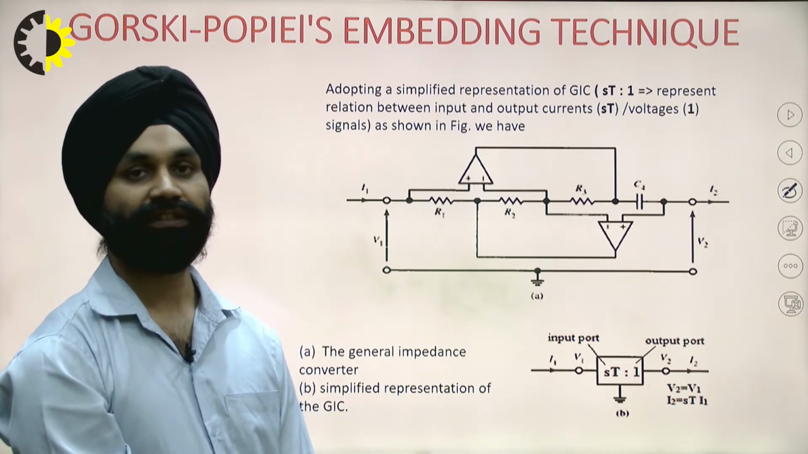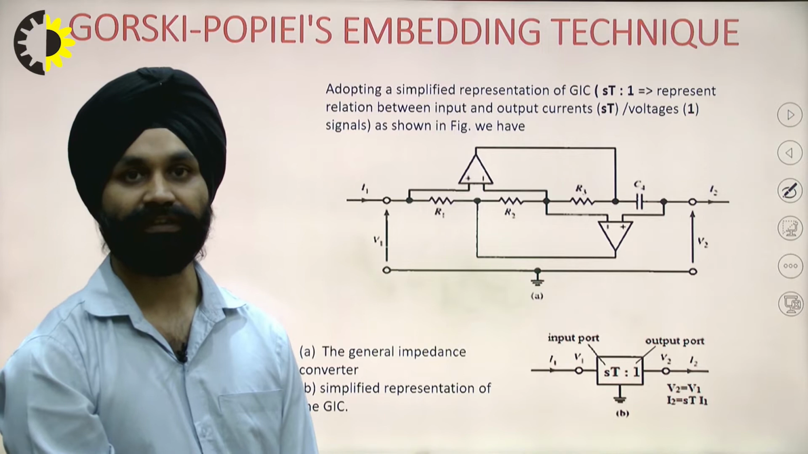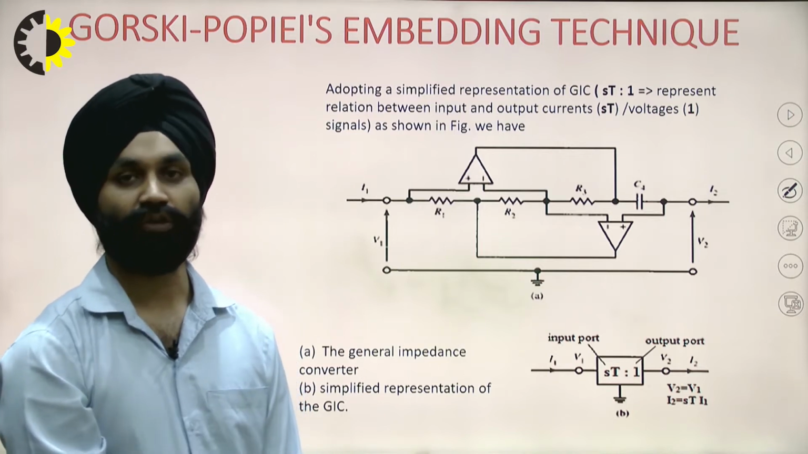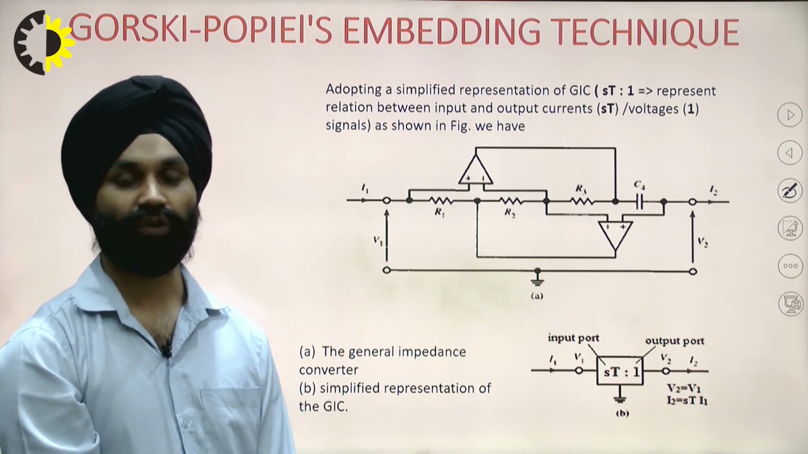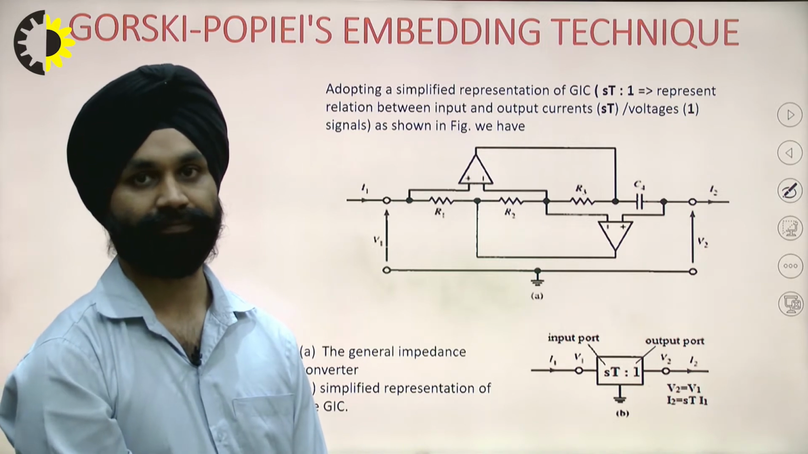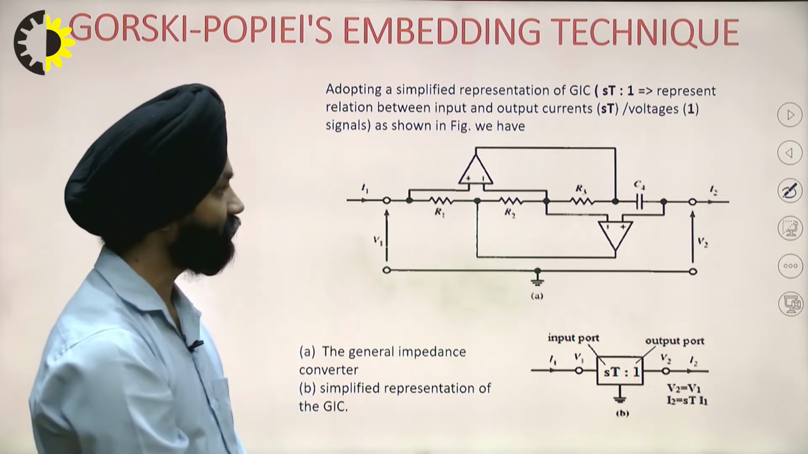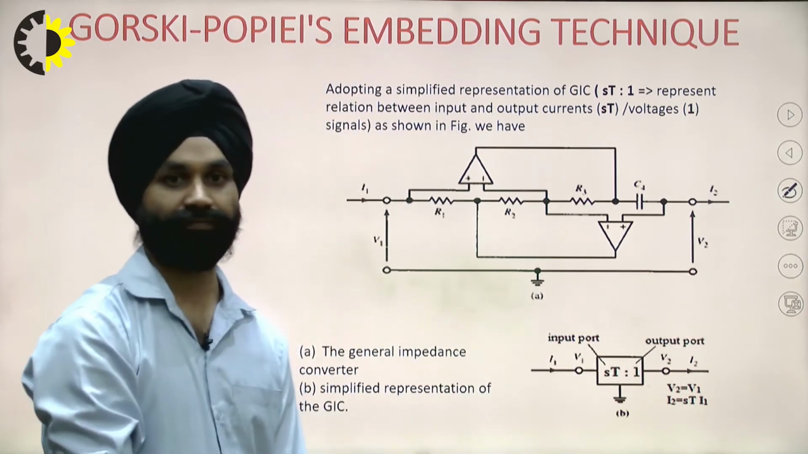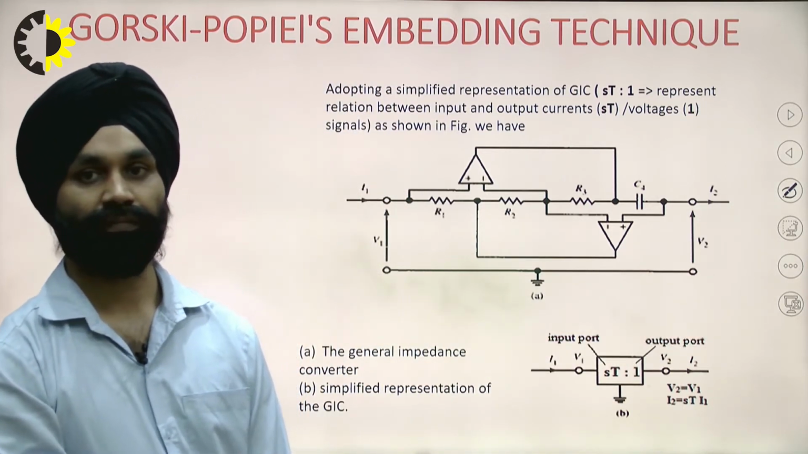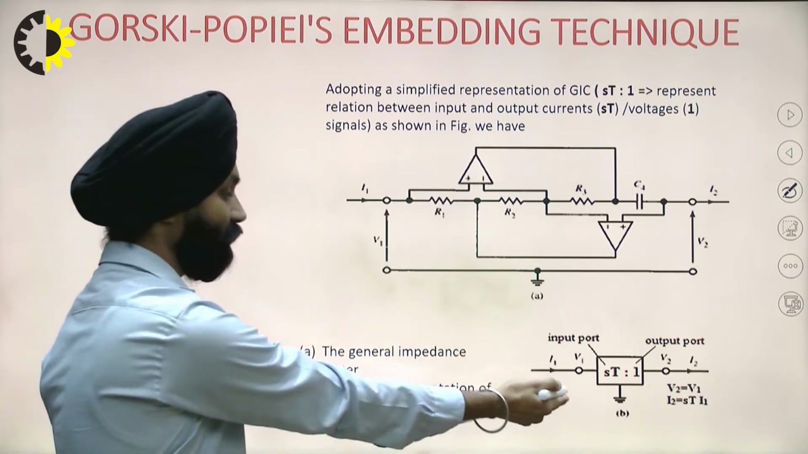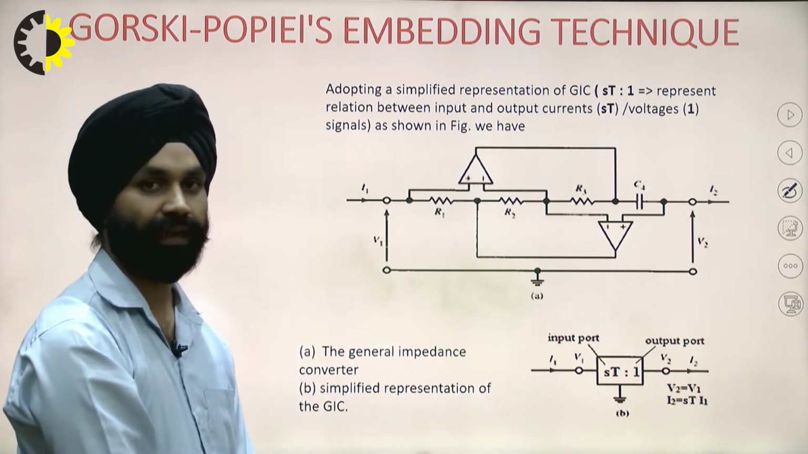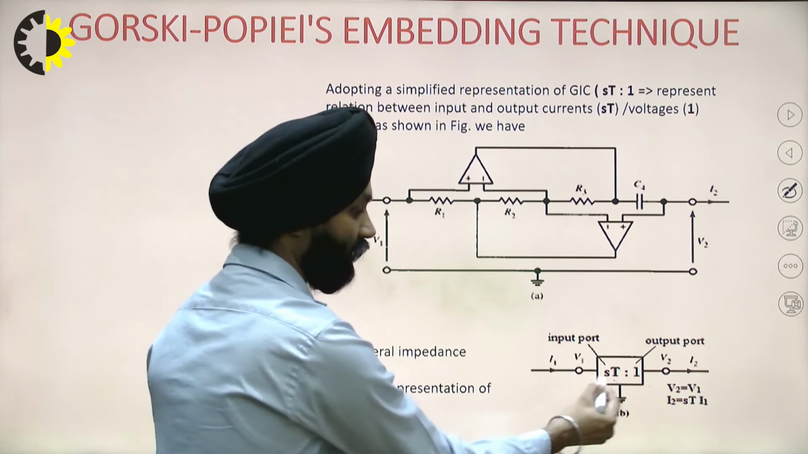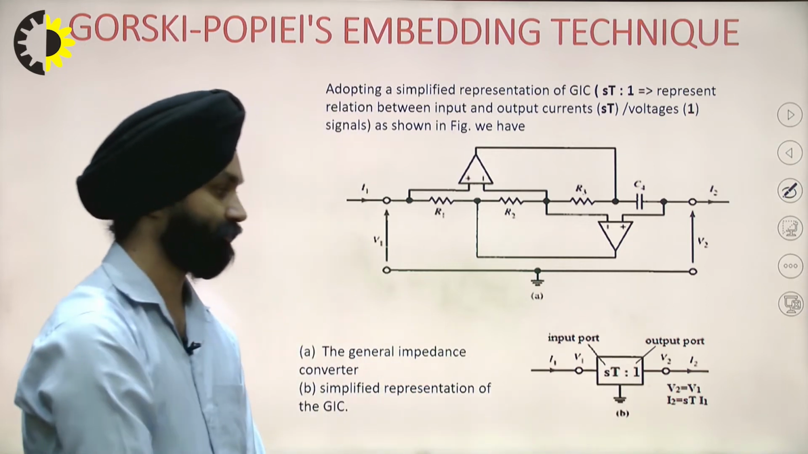This can represent the relationship between the input and the output currents, with the ratio of the voltages being 1, and R5 can be taken as the load resistance over here. So the whole GIC circuit can be represented in this way, as the ratio of the currents to the ratio of the voltages.